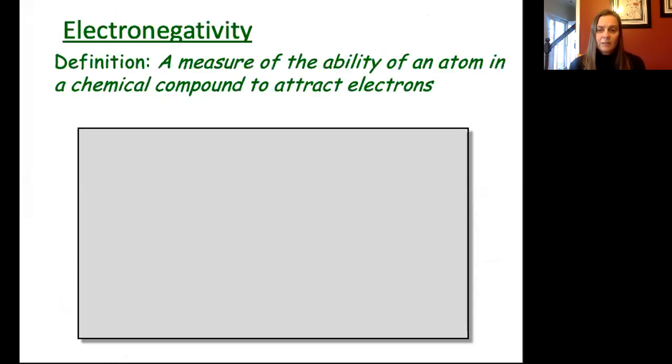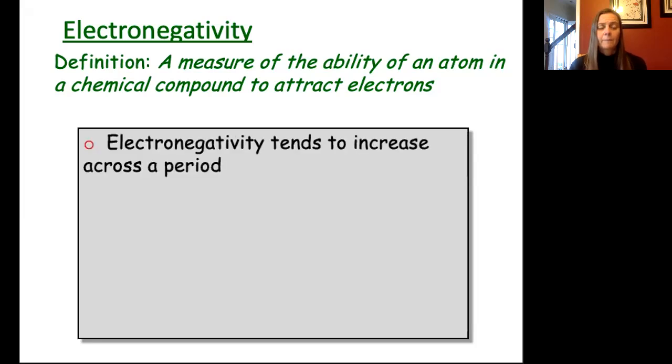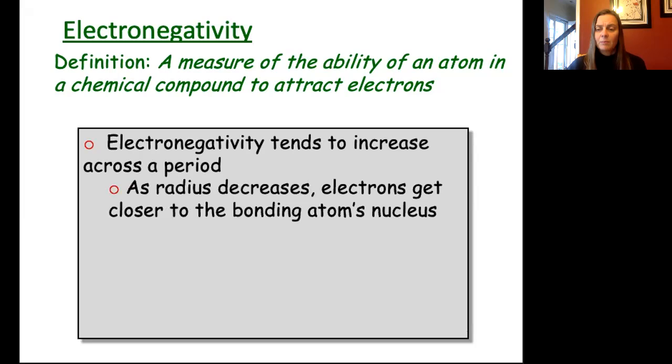Okay, so our final characteristic that we need to talk about is called electronegativity. And we've talked a little bit about electronegativity. So electronegativity is defined as a measure of the ability of an atom in a chemical compound to attract electrons to itself. So this is how strongly an atom can pull electrons towards itself when it's in a covalent bond, or possibly in an ionic bond. So as we go across a period, as that atomic radius is decreasing, the ability of the protons to pull the electrons in gets stronger and stronger. And so electronegativity increases across a period.